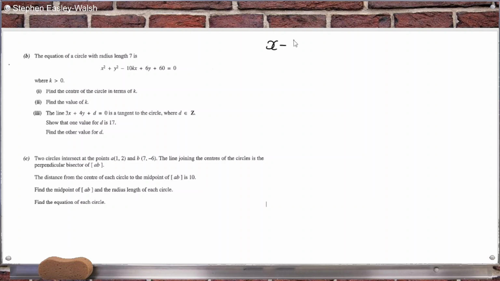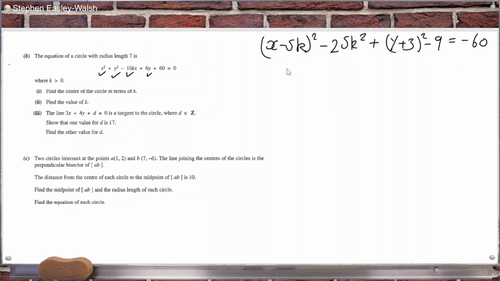So that's x minus 5k, that will make x squared minus 10kx, and then I'll need a minus 25k squared. Plus y plus 3 squared will make a y squared plus 6y plus 9, so minus 9 equals minus 60. So that means the center is 5k, minus 3. That's the center.